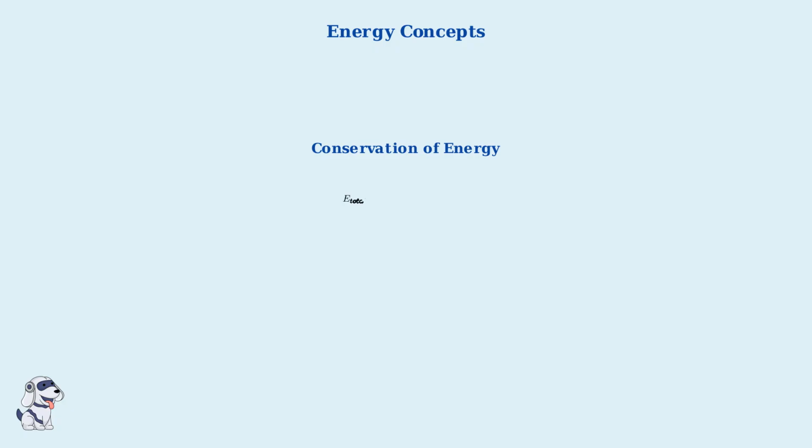The law of conservation of energy states that total mechanical energy remains constant in the absence of friction. Energy transforms between kinetic and potential forms, but the total amount stays the same.